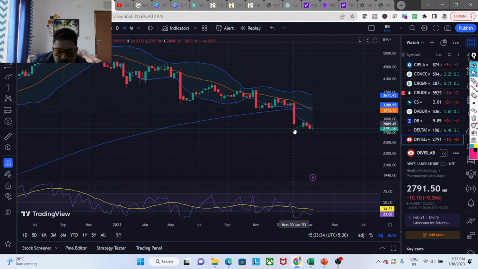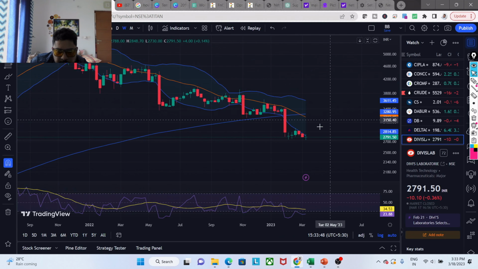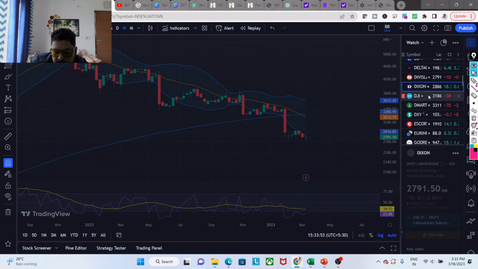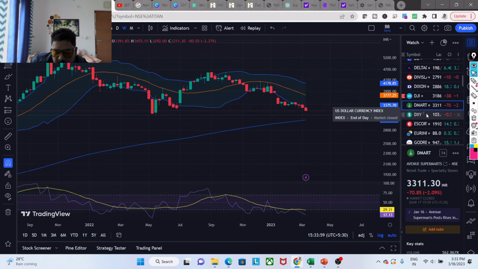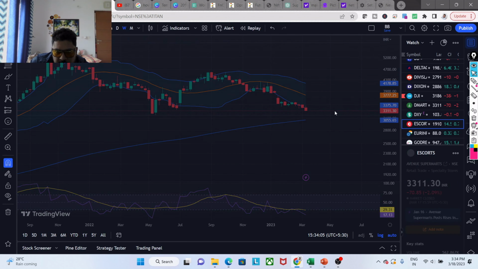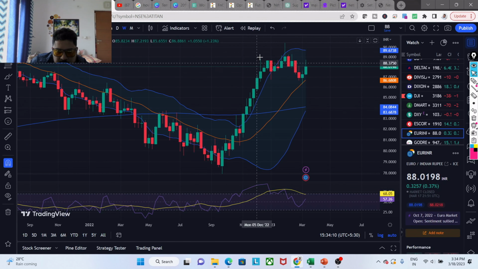DVS lab is below 200, but if you get a candle clearing the high of this, you can take an entry here, but there has to be a big move. So this high should be cleared, 2988. DMart is nearing its 200 period moving average. Escorts is decent, it's continuing its run. Euro USD is taking a bounce at 200.